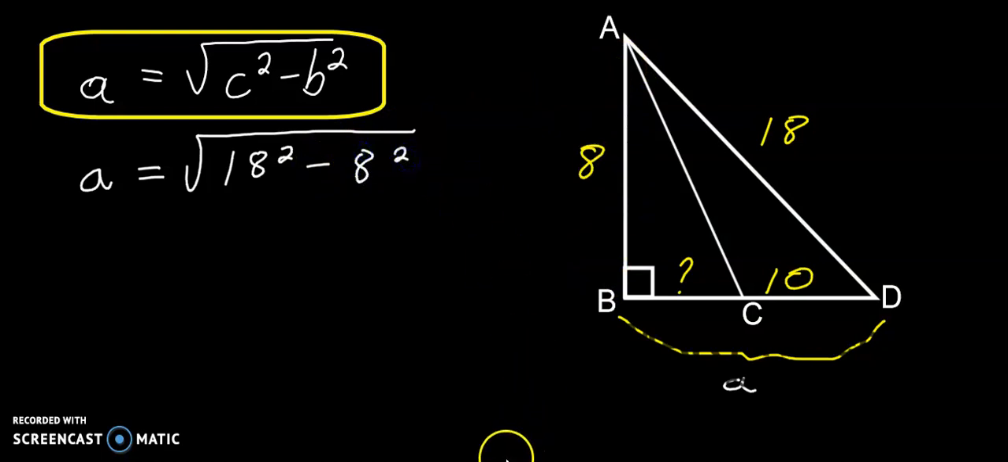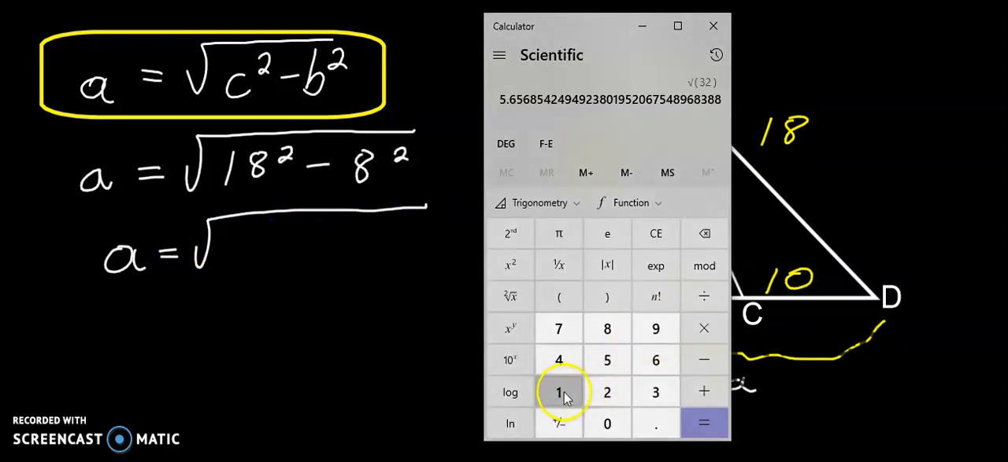So again, I'm looking at this big right triangle here. 18 is the hypotenuse and 8 is one of the other sides. So now I'm going to work this out. A equals the square root of 18 squared. So what is 18 squared? 18 squared is 324.